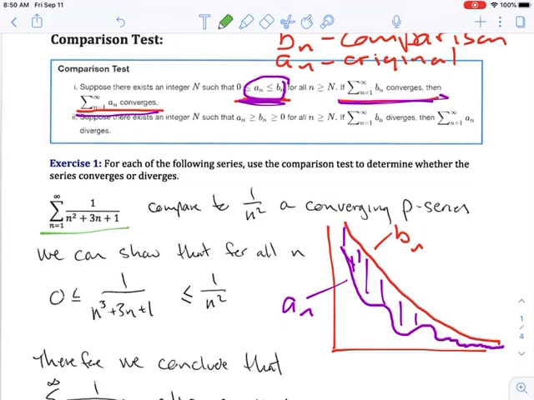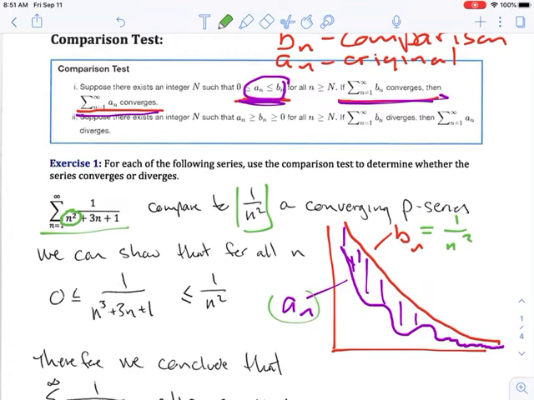Two types of series that are very useful for doing this are the P series that we learned in the last video and the geometric series. We can tell by looking at a P series or a geometric series if it converges or diverges without really doing much of any work. Because I noticed that this is a polynomial in the denominator, with highest power of n squared, I'm going to compare it to 1 over n squared. So 1 over n squared is my B sub n.